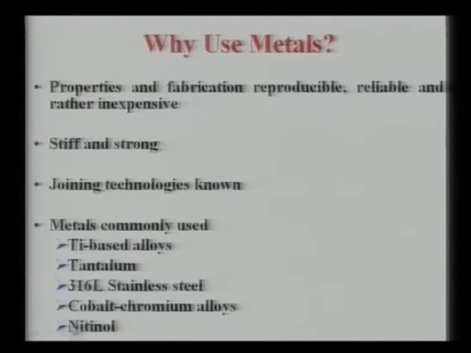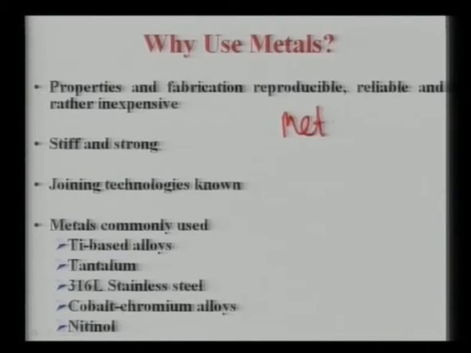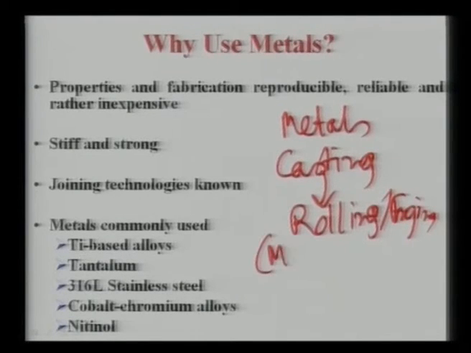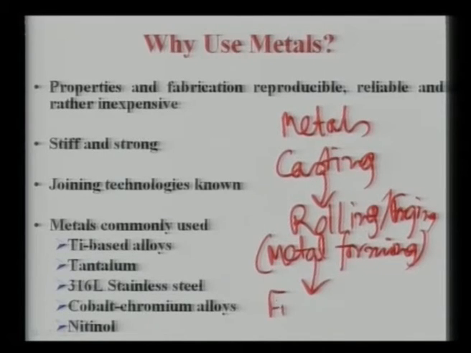Now coming back to the example of the metals. The processing or fabrication of metals is reproducible, because typically the fabrication route would be casting, then rolling, and then finishing products. Casting, rolling, forging, or other types of metal forming processes, the generic name for these processes being metal forming processes, and then you can go to the final product.